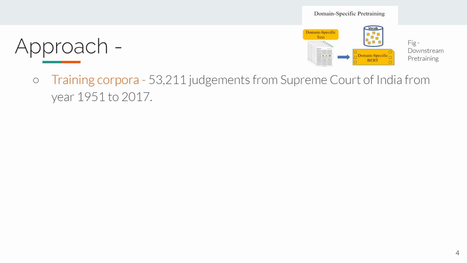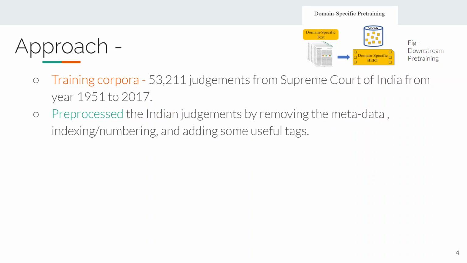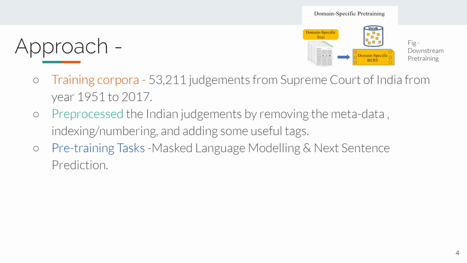The approach we are going to discuss is, as we can see from the image, that we feed the domain-specific corpora to the pre-trained language model, and we extend its pre-training from the checkpoint. The training corpus that we use is 53,000 judgments from the Supreme Court of India from the year 1951 to 2017. We have done some domain-specific preprocessing for these judgments, and then we use pre-training tasks like masked language modeling and next sentence prediction.